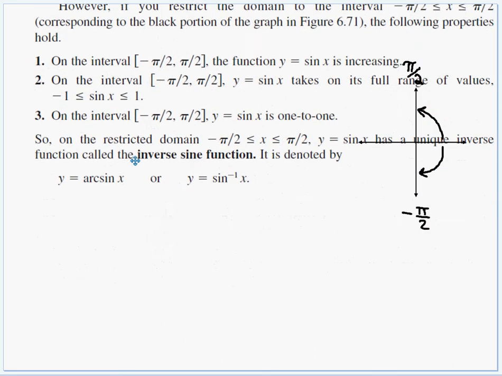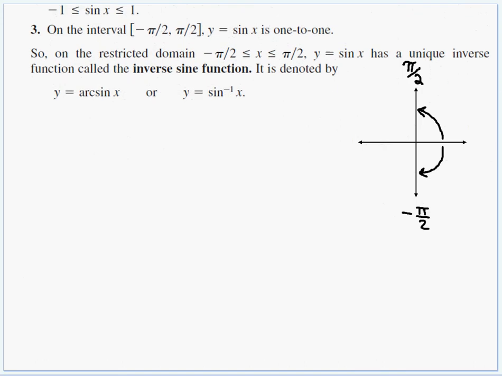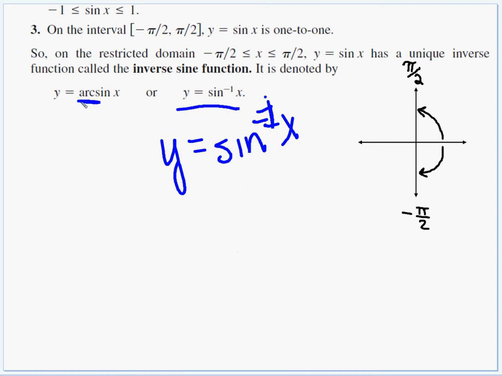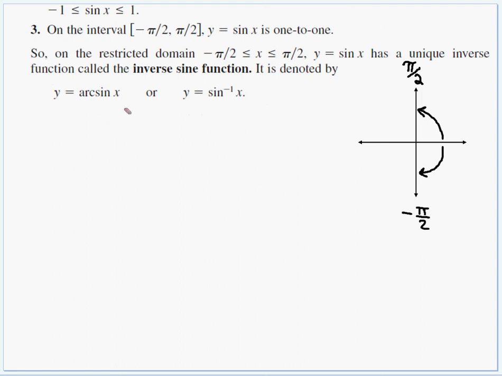It is denoted two different ways. The one on the right, we already saw this. Y equals sine inverse of x. And also we could put the word arc in front of it. The inverse of sine is the arc sine. So these are interchangeable. The book does bounce back and forth pretty frequently. So those are exactly the same thing.